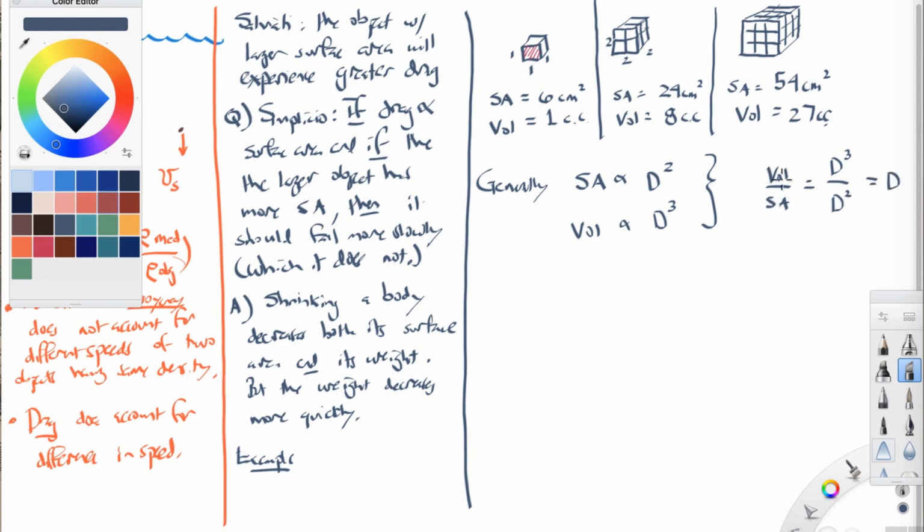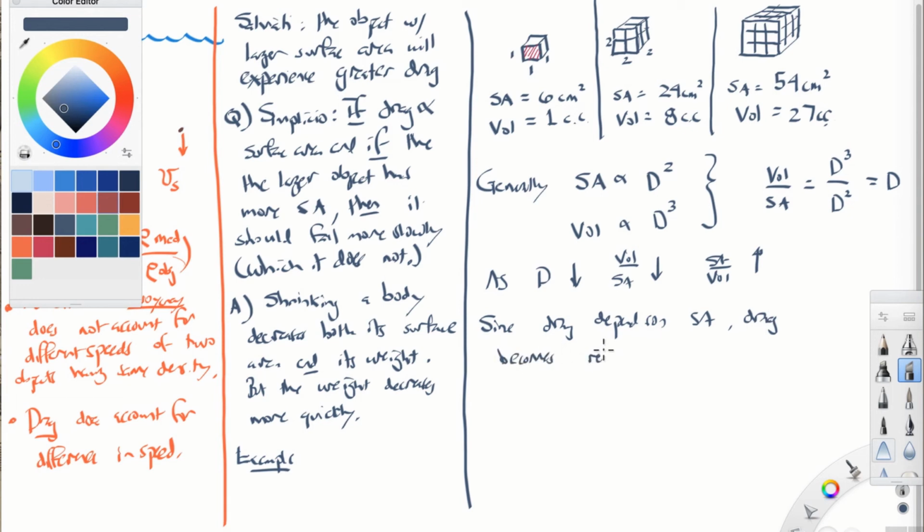In other words, the volume effects compared to the surface area effects, as you make it bigger, the ratio goes as the diameter. Okay? So as the diameter goes down, the ratio of the volume to the surface area also goes down. Okay, does that make sense? Or we might say that the ratio of the surface area to the volume goes up. In other words, as you shrink something, anything that depends on the surface area compared to the volume is going to become more important. And since drag depends on the surface area, the drag becomes relatively more important relative to the volume. Relatively more important.